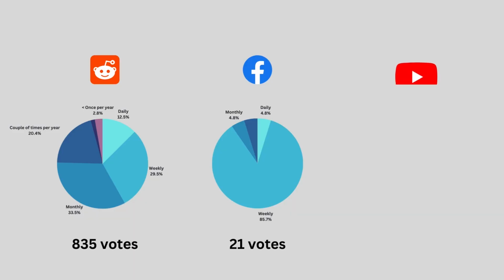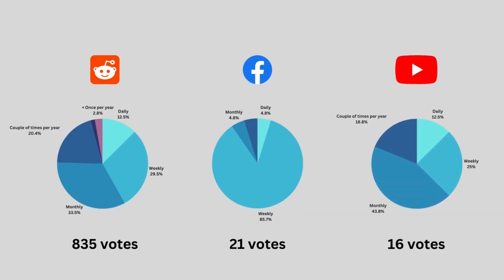The YouTube results were not extremely different from the main one, with every day being 12%, weekly 25%, monthly 43%, and a couple of times per year 18%.